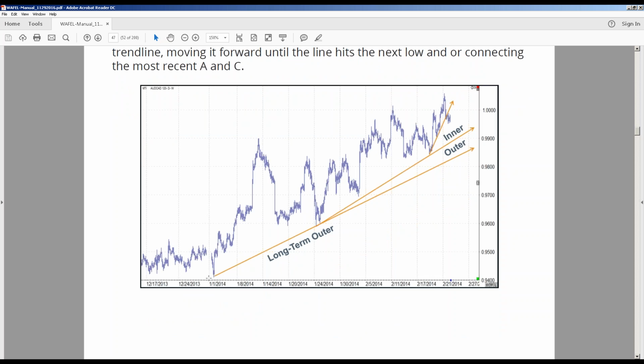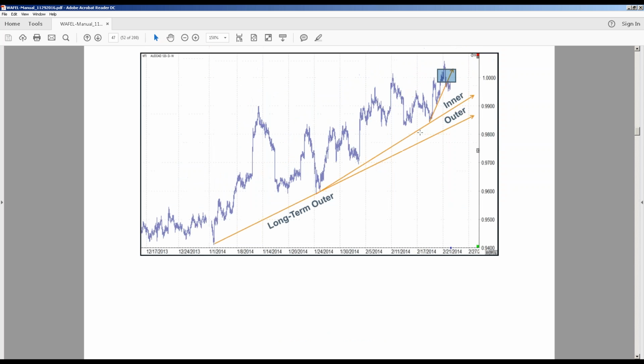So there's your long-term outer trend line, there's your outer trend line, and there's your inner trend line. If the market breaks the inner trend line, it will move towards the outer trend line. If the market breaks the outer trend line, it will move towards the long-term outer trend line.